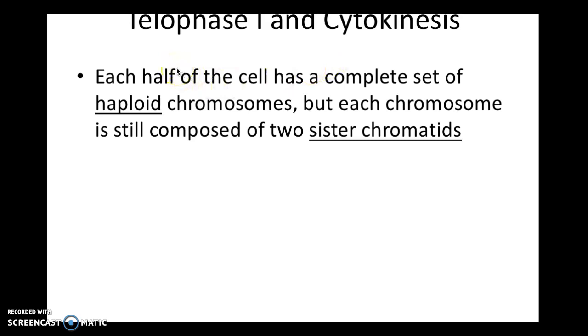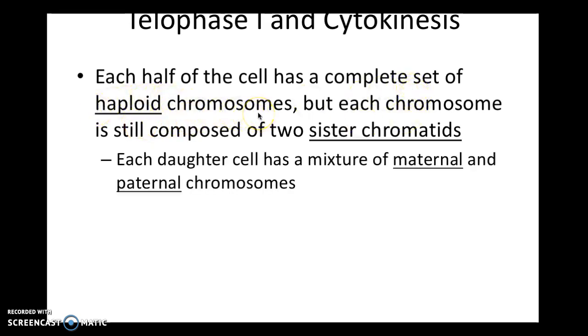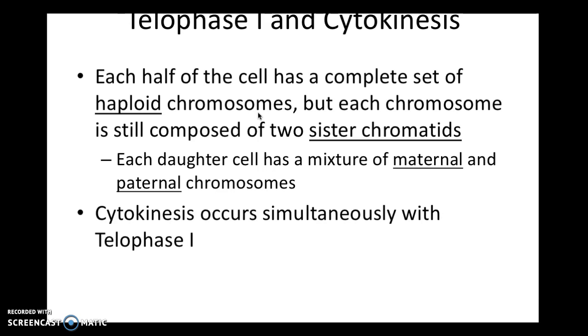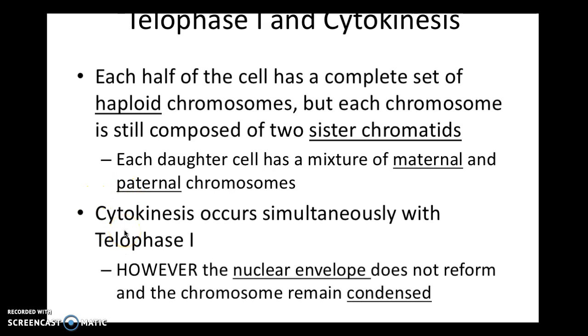So now each cell half has a complete set of haploid chromosomes, but each chromosome has 2 sister chromatids. Okay, so each daughter cell has a mixture of maternal and paternal chromosomes. Okay, so you're mixing up your mommies and your daddies. Cytokinesis is going to occur simultaneously, which is again division of the cytoplasm. But the nuclear envelope does not really reform and the chromosomes remain condensed, so tightly wound.